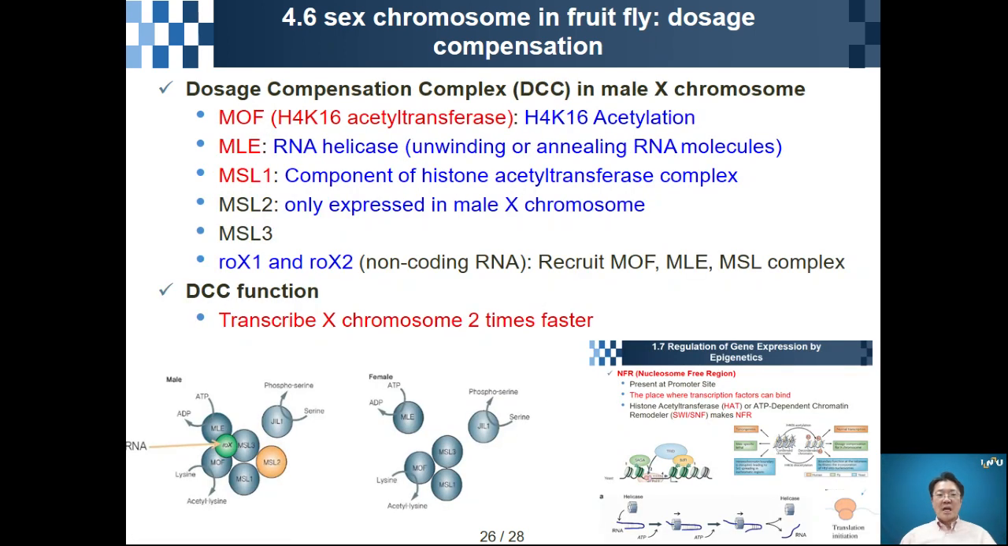In this slide, I will explain the dosage compensation mechanism in fruit flies, especially focusing on the dosage compensation complex, DCC. This DCC exists in the male X chromosome. However, the female X chromosome has some parts of the DCC, but does not have the full complex. Okay, let me start from the complex subunits.